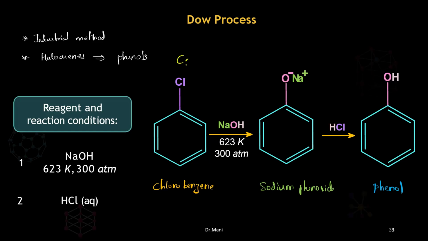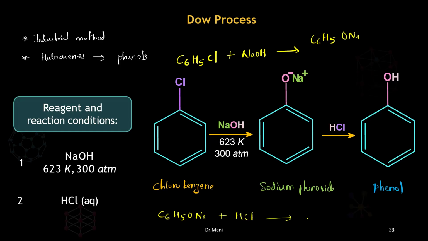Or else they can also give it like this. So C6H5Cl. When you treat with NaOH, this will give C6H5ONa. Now this one, C6H5ONa, you treat with hydrochloric acid, you will be finally getting C6H5OH plus NaCl. So here you will be adding HCl, here you will be getting NaCl. So this is the two-step process.